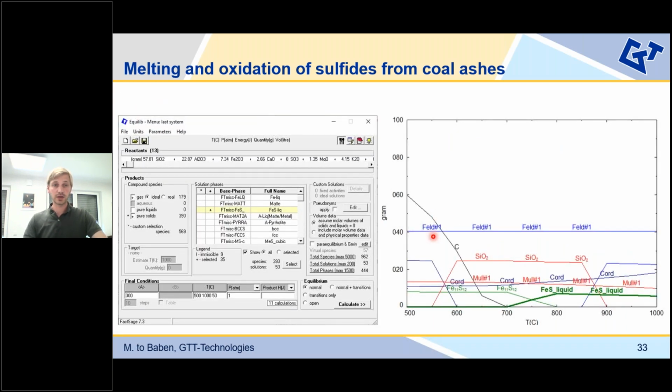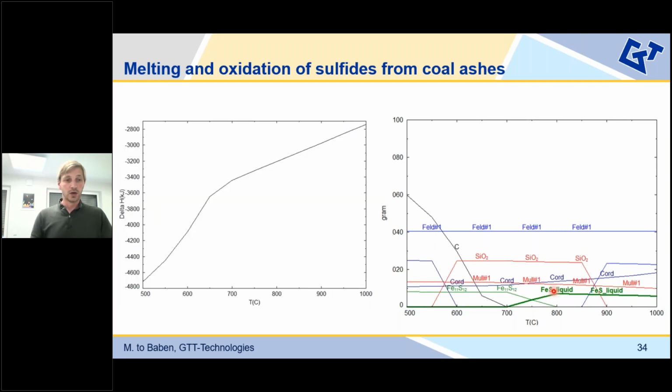And now we can use this fixed lambda value. We can vary the temperature, and we can include the FeS liquid in the modeling. And there we see that the FeS will actually start melting around 700 degrees C. That is, of course, a problem for the formation of deposits. Okay, and actually, another question that I asked myself was, do we actually reach 800 degrees C? We have such a small lambda value.